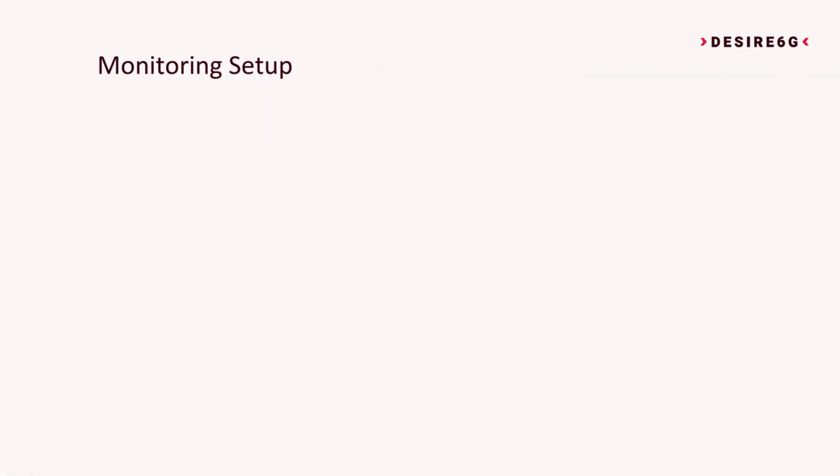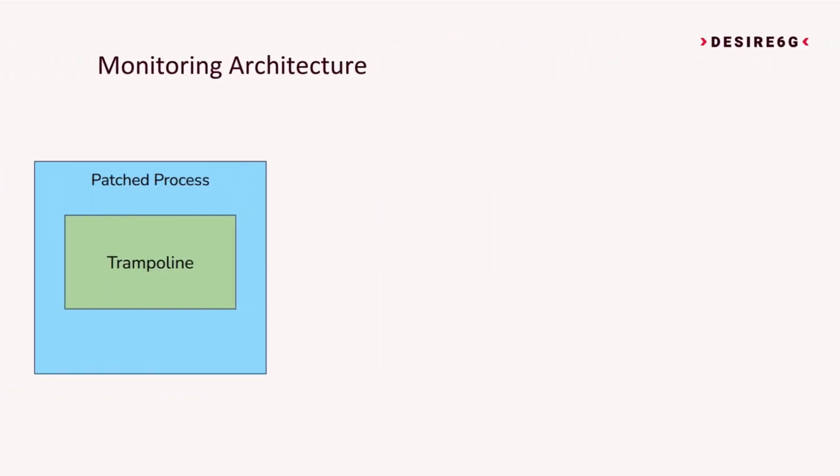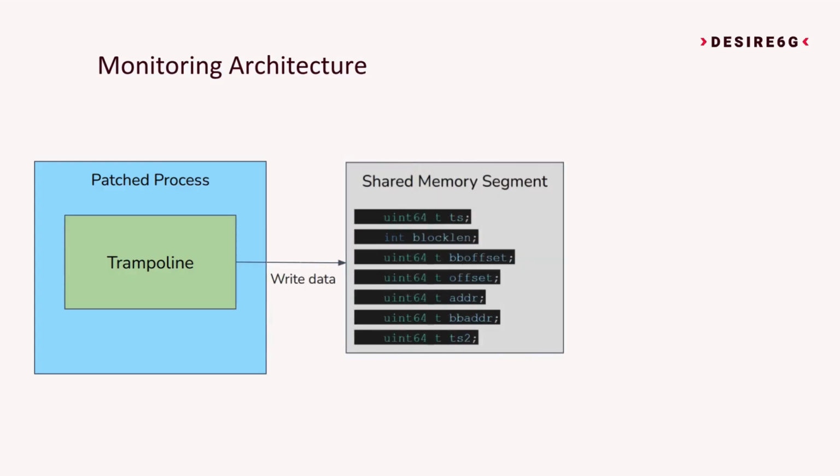Now let's go behind the scenes and see how the monitoring actually works. Earlier we mentioned that we're patching the binary using E9Patch. But let's dive deeper into what's really happening under the hood. When a selected block is executed, the trampolines we inserted earlier get triggered. These trampolines are responsible for collecting data in real time. We use a shared memory segment to store the data, making sure the communication is fast and efficient.